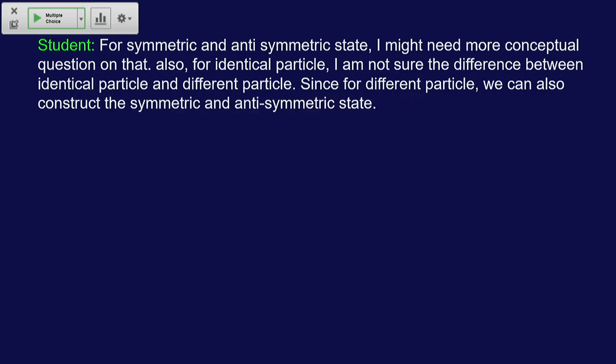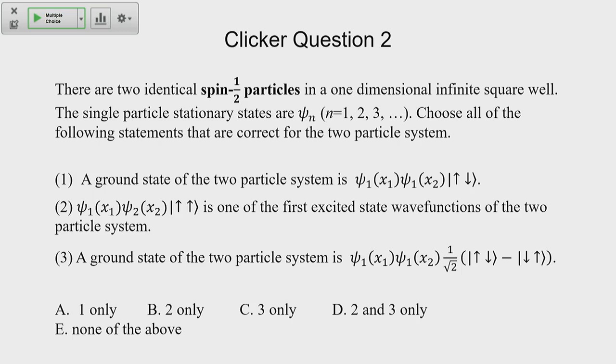Okay, so now this, I think, slides nicely into a discussion of symmetric versus antisymmetric states. Somebody asked a good question: how does this work for particles that are identical, but also particles that are different, or basically distinguishable? Okay? And so let's look at this here.